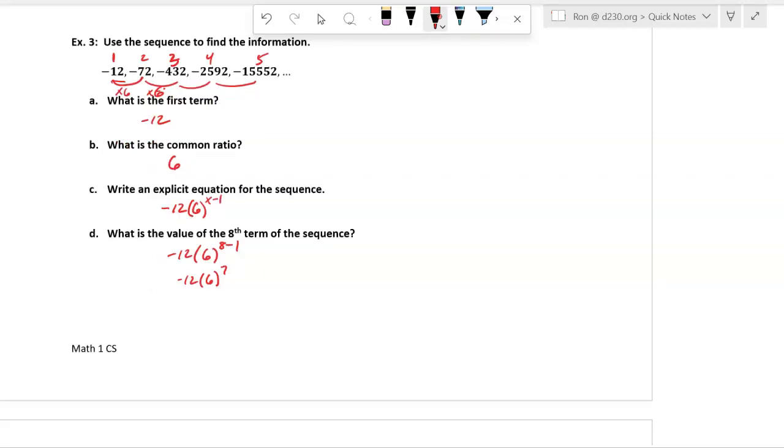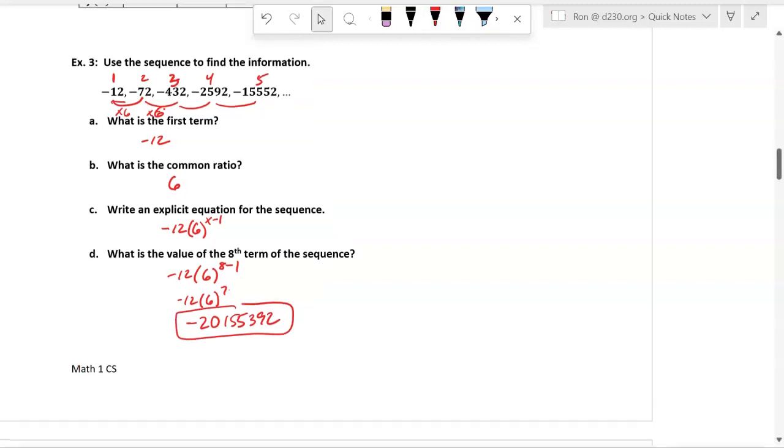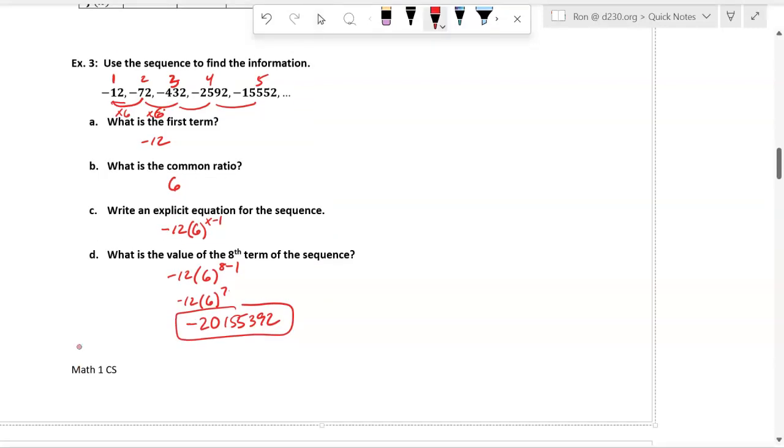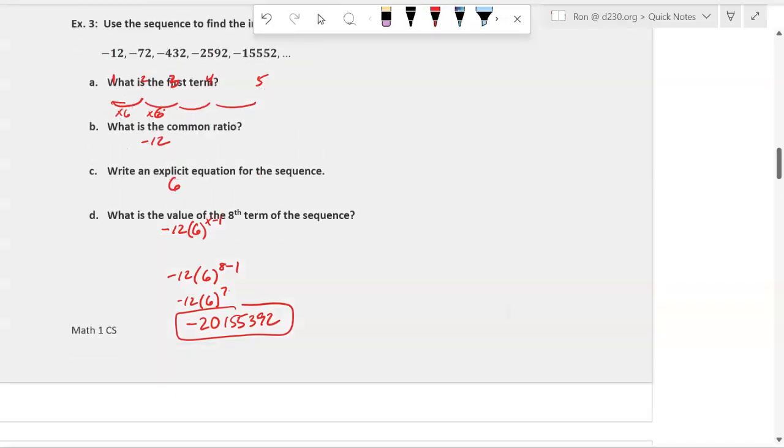So if I wanted to find the value of the 8th term of the sequence, right? Negative 12 times 6 to the 8 minus 1. 8 minus 1 is 7. And if I plug this in my calculator, I would get negative 20,155,392. Okay, now what that means is if I kept multiplying by 6, that's the number I would get.